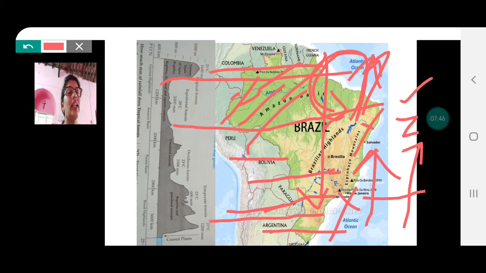Then Brazilian highlands are quite high, almost 1600, 1700 meters high. And the great escarpments are the highest, of course, going to almost 2000 meters high. However, the highest peak is not in the great escarpments. The highest peak is in the Guiana Highlands, situated between Venezuela and the Brazilian border. So this is how we read this cross section of Brazil's physiography.